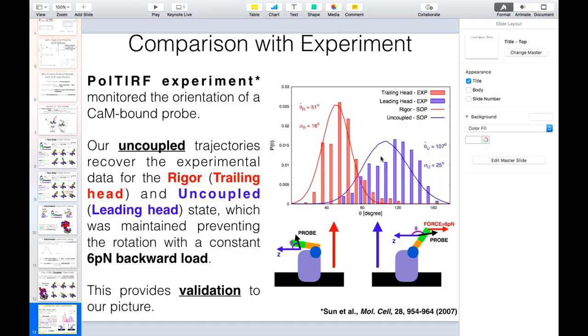be in this uncoupled state, so the rotation of the converter occurs, but the lever arm is forbidden to rotate forward because it's pulled backward by a force of 6 piconewtons, which is a little large, but given the fact that the lever arm is so short, it doesn't consider all the extension of the lever arm. If you do the math, it's actually not an unreasonably large number. I think I can stop here.